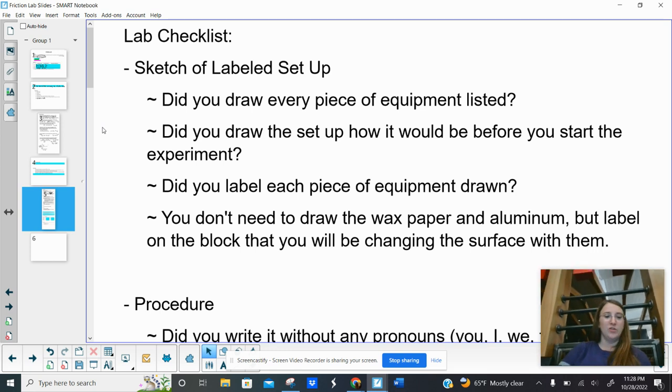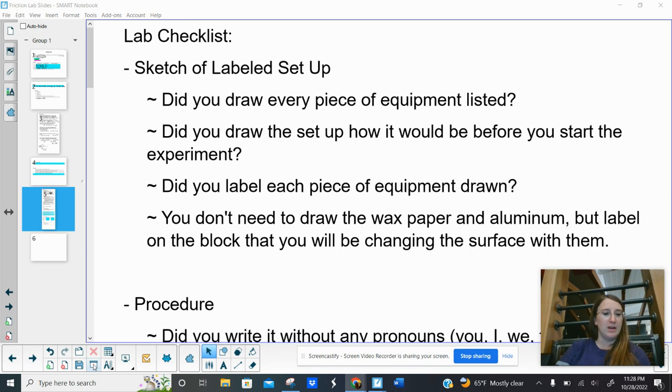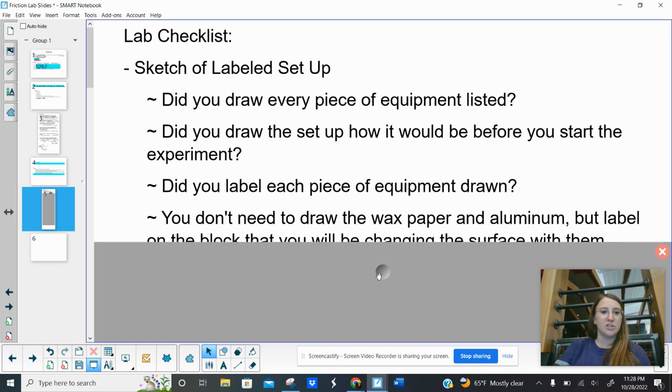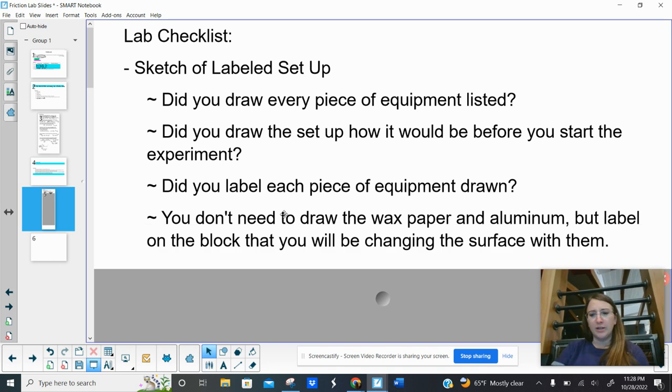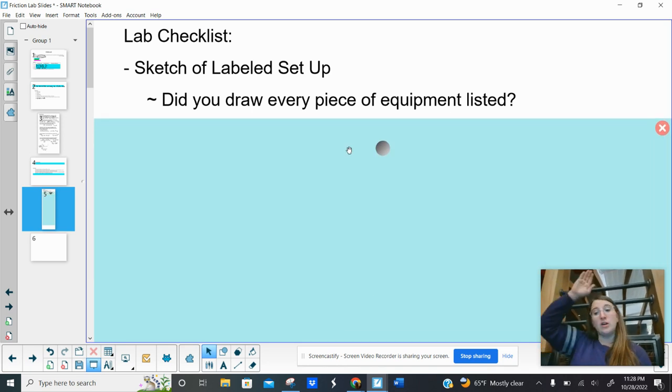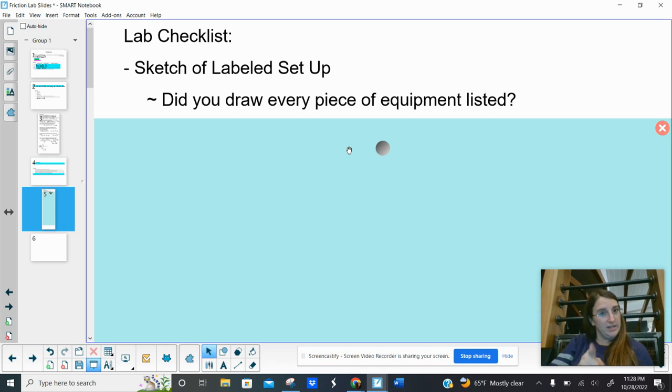So this video is for you guys to follow along with, to just check through your lab as you're going through it and making sure you're keeping track of a couple things. So first off, with your SketchUp labeled setup, this is a bit more of a complicated setup. So I just want you to look through this really quickly and make sure that you did all these things. When you do your SketchUp label setup, every equipment that's listed, you do want to draw within reason. So you don't need to draw every single mass.